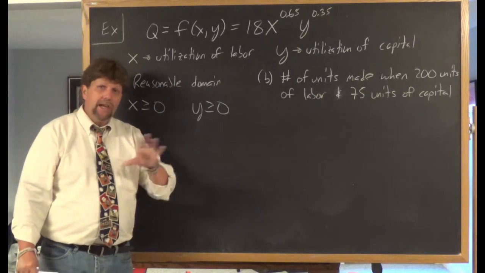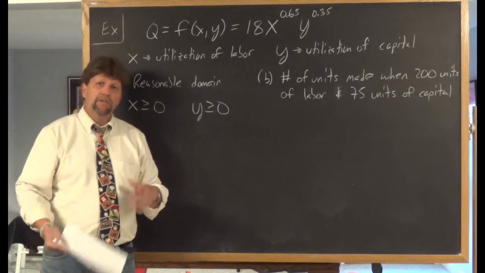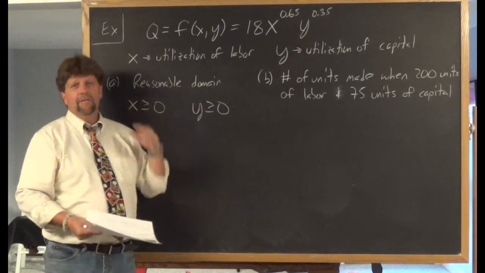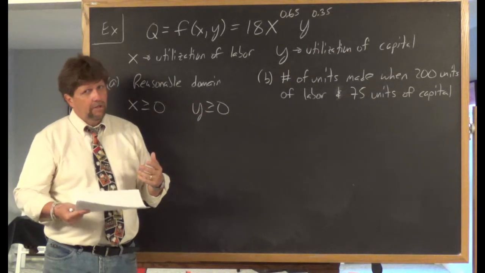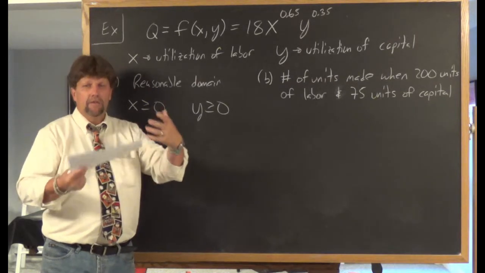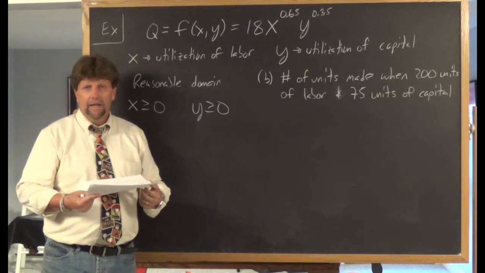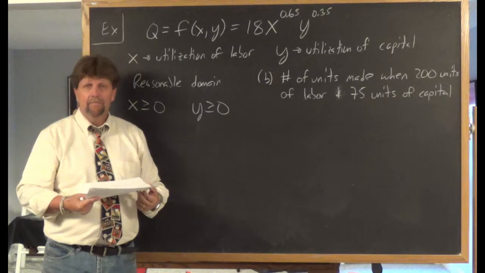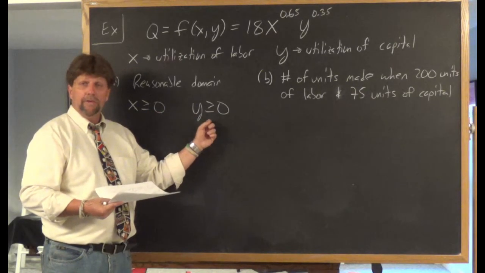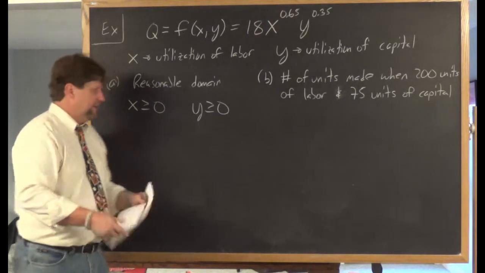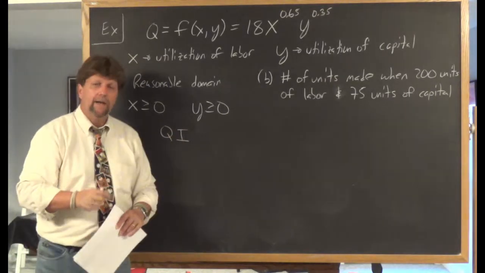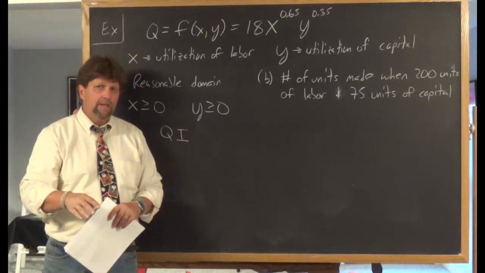And I really want you to know that. For all these production functions, this is what the reasonable domain is going to be. And then the graph of that, which we'll just look at in pictures in the book, is going to be a surface that is above quadrant 1 in the XYZ coordinate system. So reasonable domain: x greater than or equal to 0, y greater than or equal to 0. This matches up with quadrant 1 in your XY coordinate system.